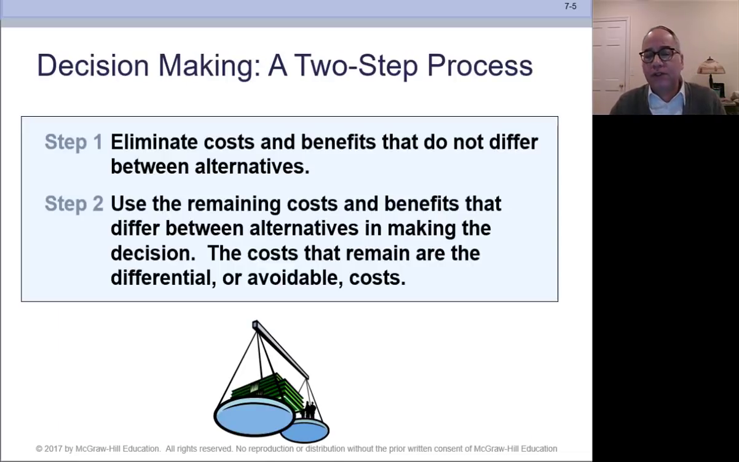So the first thing that you would do is eliminate all the costs and benefits that don't differ between the alternatives. Go through them one by one and say, would I have to pay this either way, or would I receive the money either way? If it's the same under both alternatives, you completely ignore it. And then you focus on the costs and benefits that are going to differ between the alternatives. And these are what we call differential or avoidable costs.